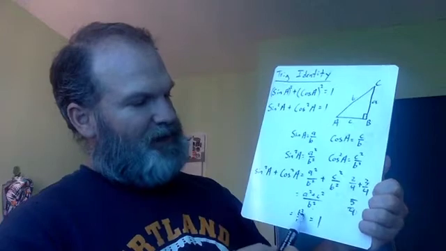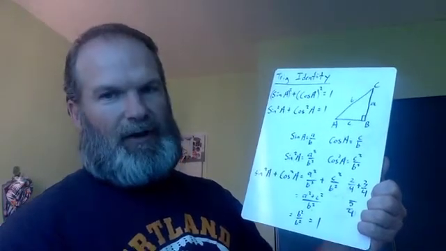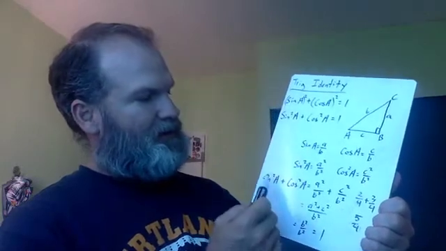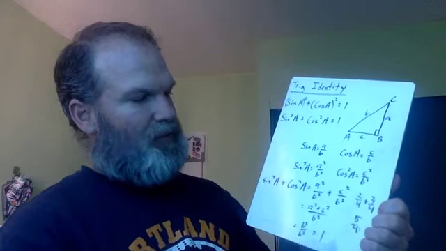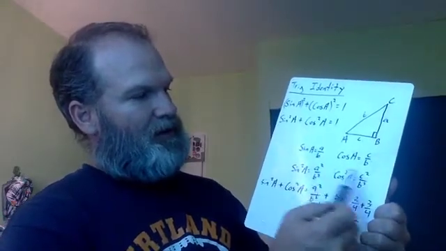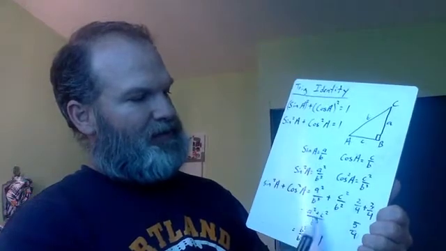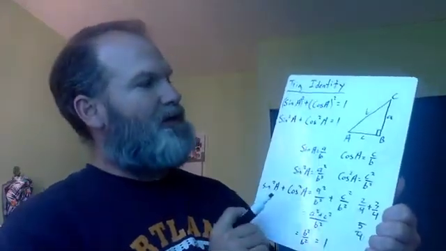So now we have the same numerator and the same denominator. That reduces to 1. So there you go. Sine squared A plus cosine squared A is equal to 1. These two fractions, when you square them and add them together, reduce to 1. So that's where that trig identity comes from.